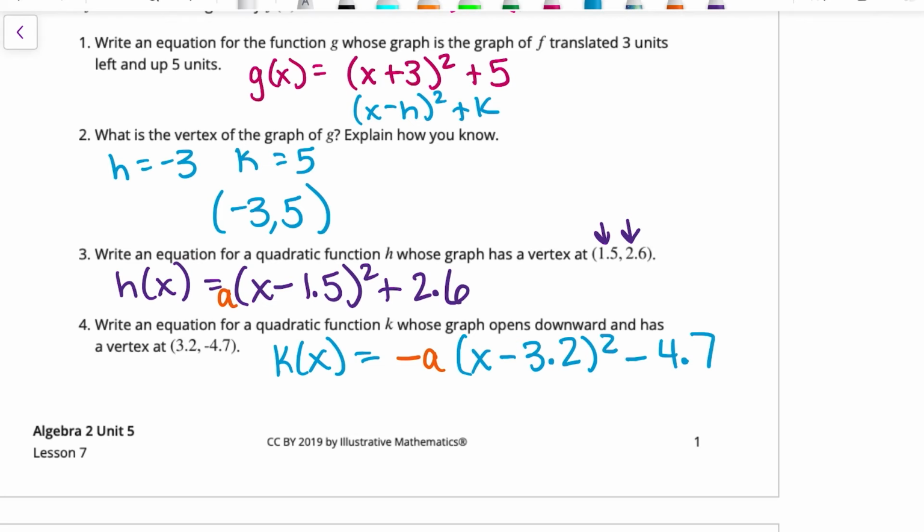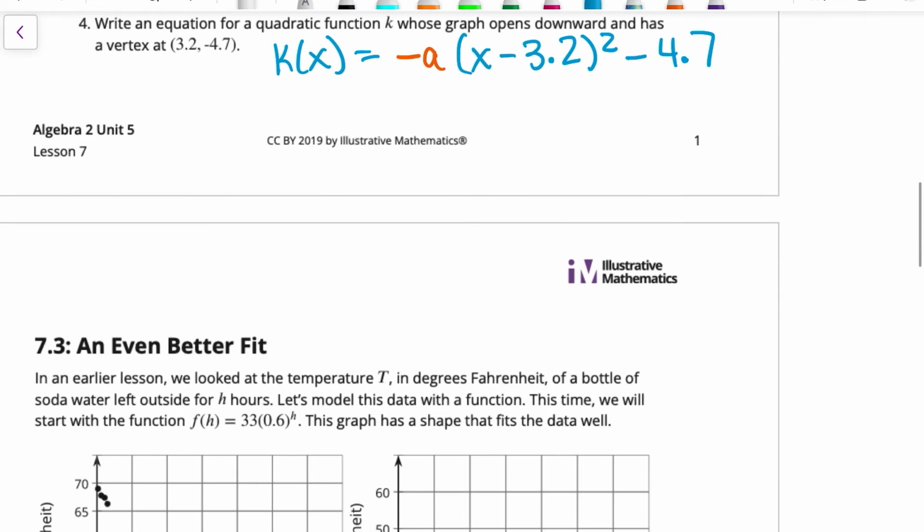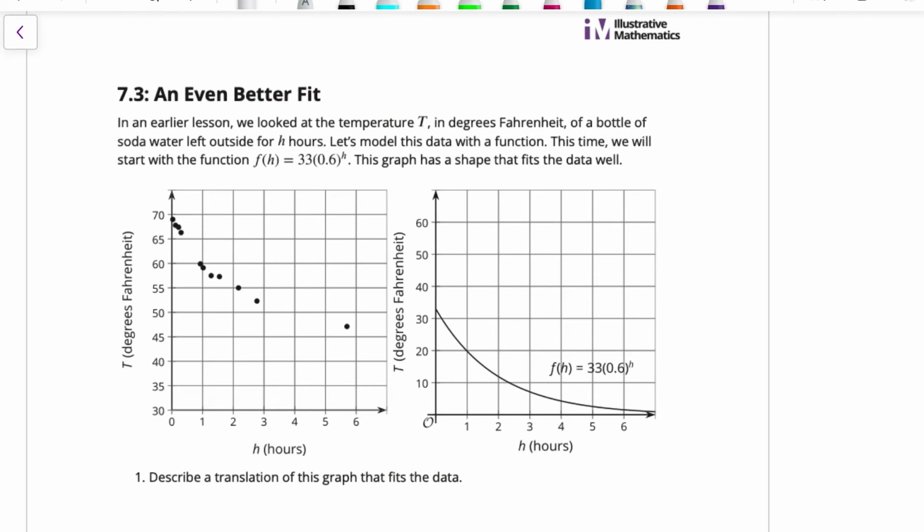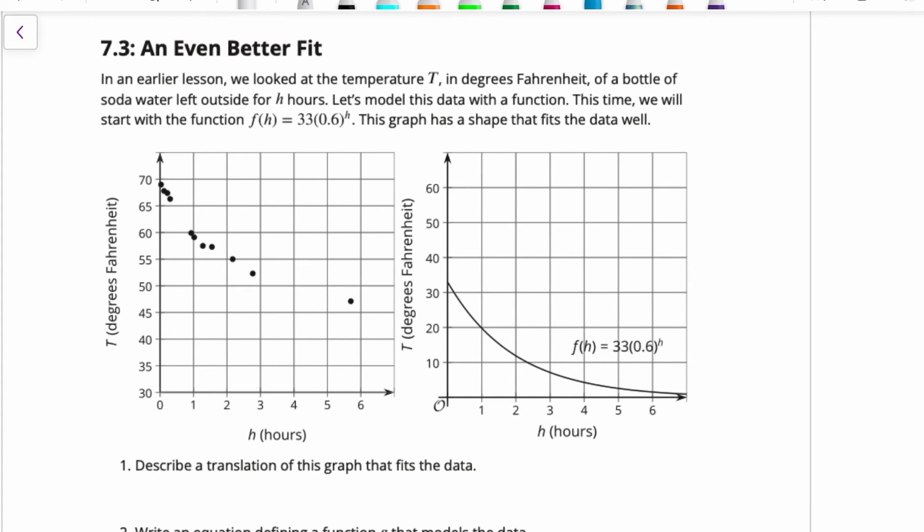Okay, let's take a look at 7.3. In an earlier lesson, we looked at temperature, T in degrees Fahrenheit, of a bottle of soda water left outside for h hours. Let's model this data with a function. This time we will start with the function f of h equals 33 times 0.6 to the h. This graph has a shape that fits the data pretty well. All right, so we have these points on the left-hand side, and then we have a graph on the right-hand side. So what kind of translation would help this graph fit the data?